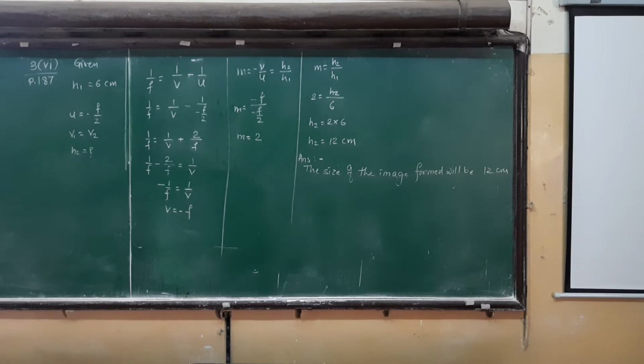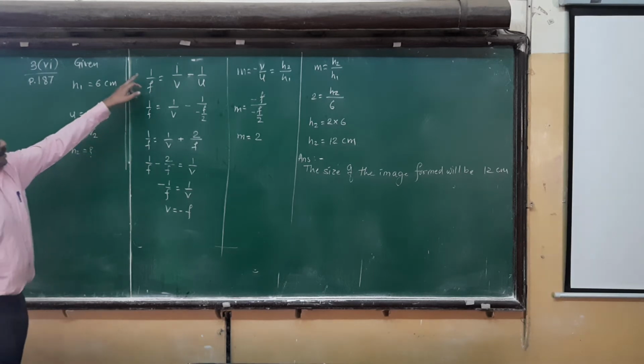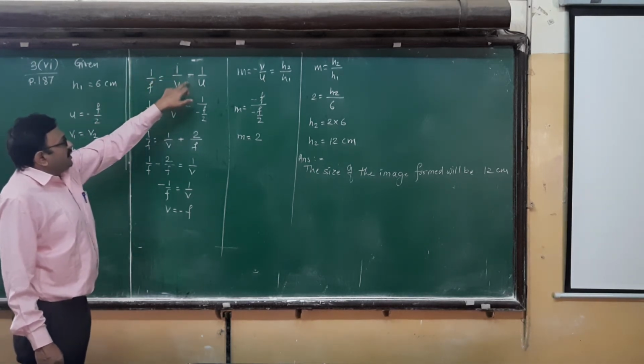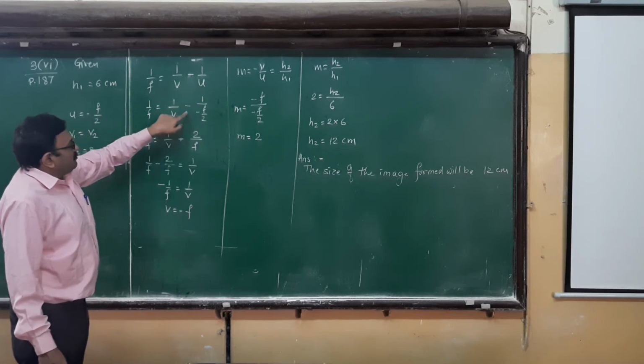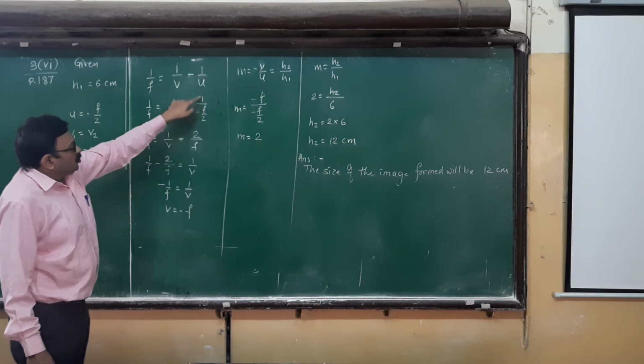On shifting the lens by a distance equal to its focal length, that means we write u is equal to minus f by 2. Here we have to determine h2, the size of the image. We use the formula 1 upon f is equal to 1 upon v minus 1 upon u. Now we got 1 upon f is equal to 1 upon v, minus becomes plus 2 upon f.